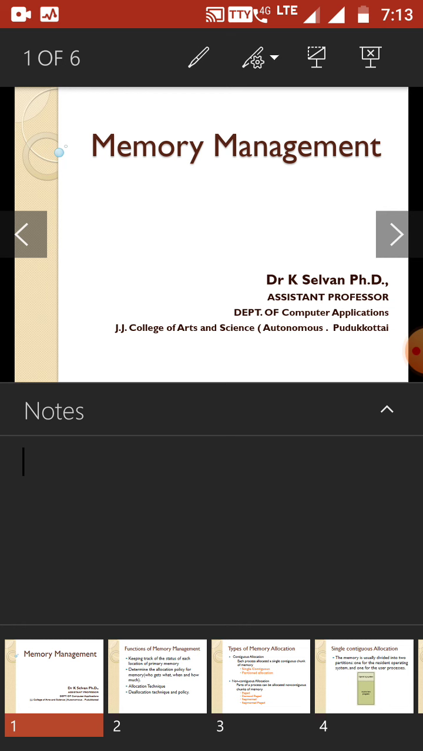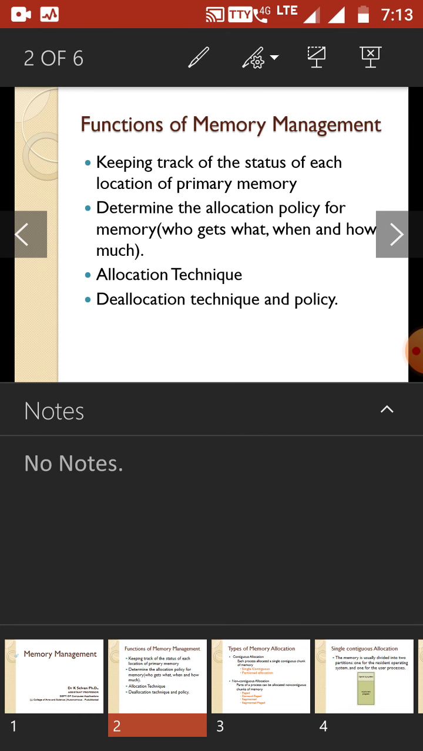Its introduction was discussed in the previous class, where we discussed what primary memory is. Today we are going to discuss the major functions of memory management. You should not confuse these two. There are four functions of the OS: memory management, processor management, device management and information management.